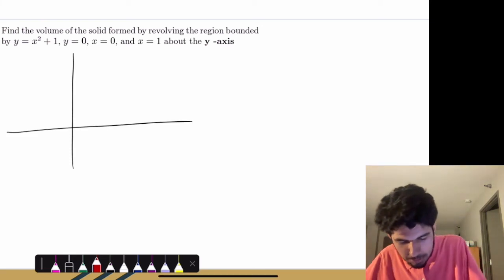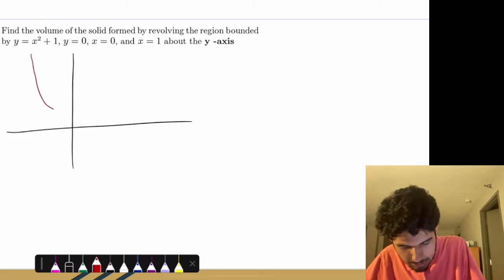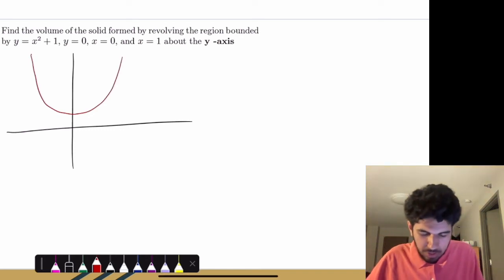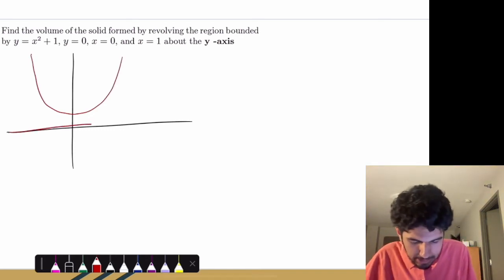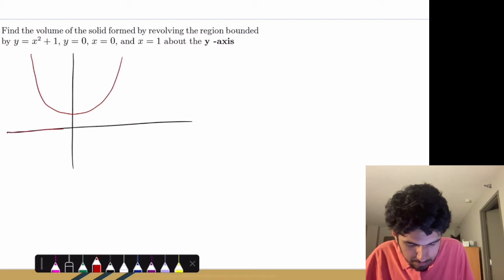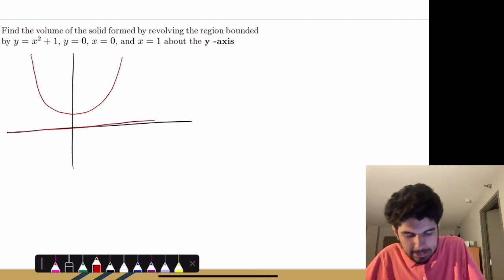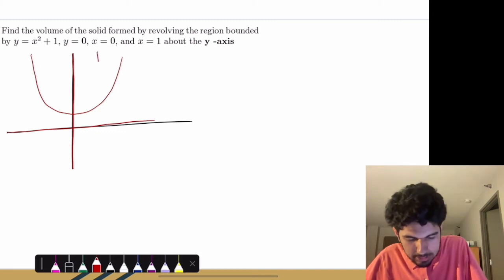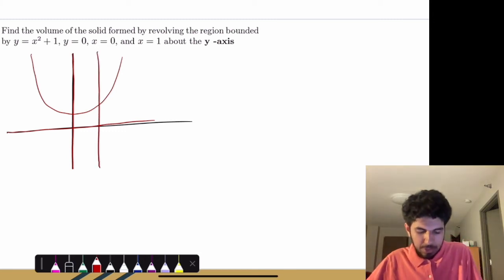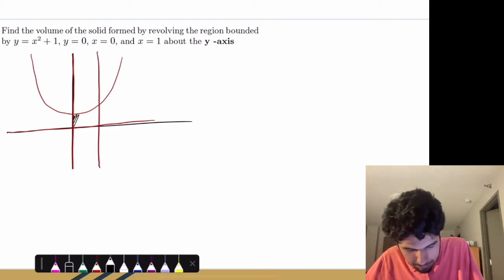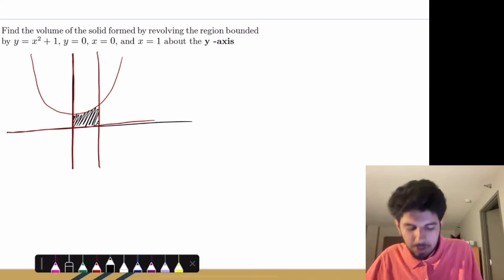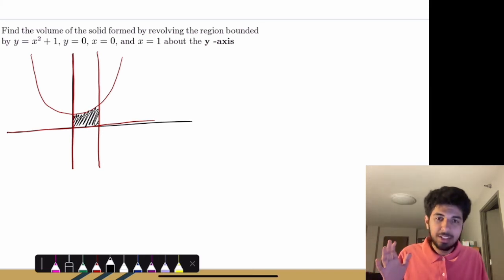Y equals x squared plus 1 is a parabola that looks something like this. Y equals 0 is the x-axis, so I'll try to trace that. X equals 0 is the y-axis. And x equals 1 is this vertical line here. The region bounded in between them is all of this. That's what it looks like.